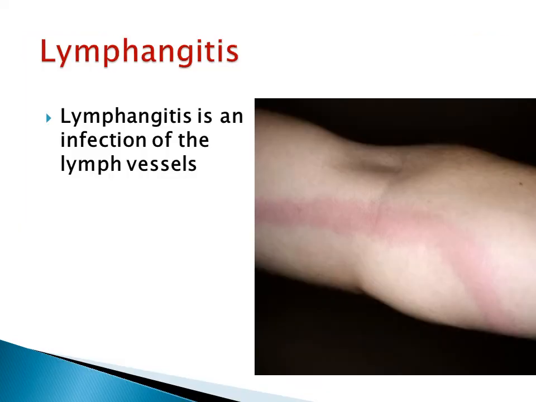Next is lymphangitis. Lymphangitis means the entire lymphatic vessel, that is the lymph vessel, is inflamed due to any cause. It can be infection, it can be inflammation, any cause. Usually it is infection. So here you can see a line. This line denotes the lymphatic vessel. So the entire vessel is involved. So that is lymphangitis, infection of the lymph vessel.